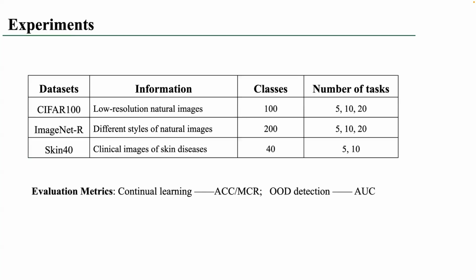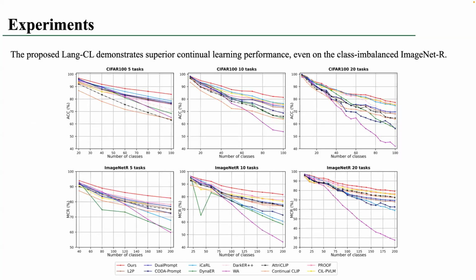So we evaluate LangCL on CIFAR-100, ImageNet-R, and SKI-40. We use ACC and MCR for continual learning performance and AUC for OOD detection. The proposed LangCL demonstrates excellent continual learning performance even on the class-imbalanced ImageNet-R.